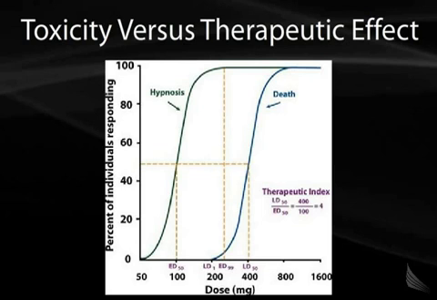This blue curve is the death curve, meaning the drug at a certain concentration will cause a certain amount of death or toxicity in the patient. The dose at which you see 50% of patients experiencing death would be the LD50. The LD50 divided by the ED50 is equal to the therapeutic index. In this drug, it's equal to 4.